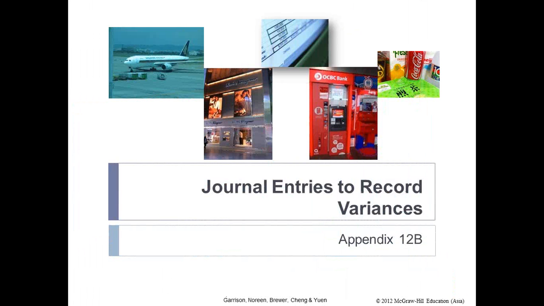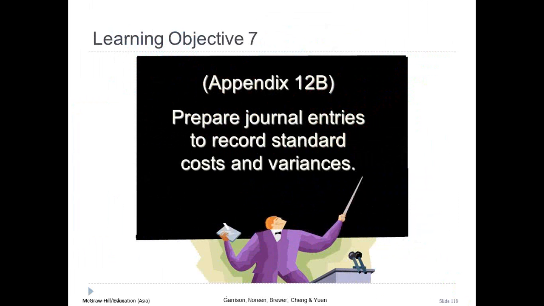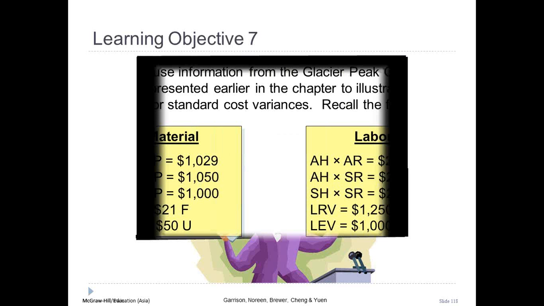So here are the journal entries to record variances. Our learning objective is to prepare journal entries to record standard cost and variances. Standard costs and variance analysis can be used without formal journal entries. However, recording inventories and cost of goods sold using standard costs simplifies bookkeeping since it eliminates the need to keep track of the actual costs of each unit.